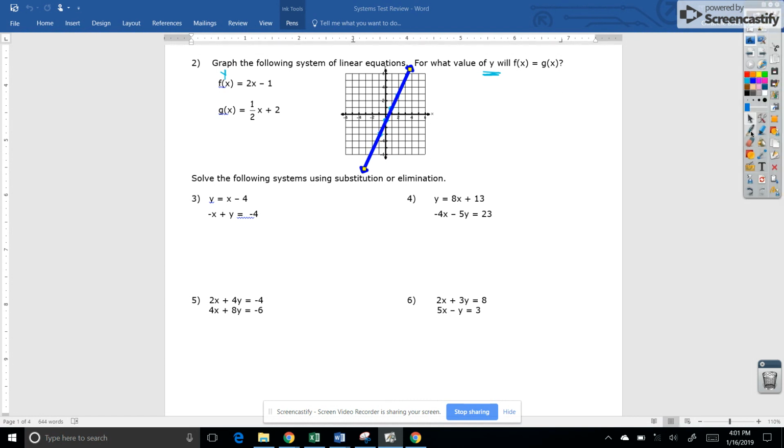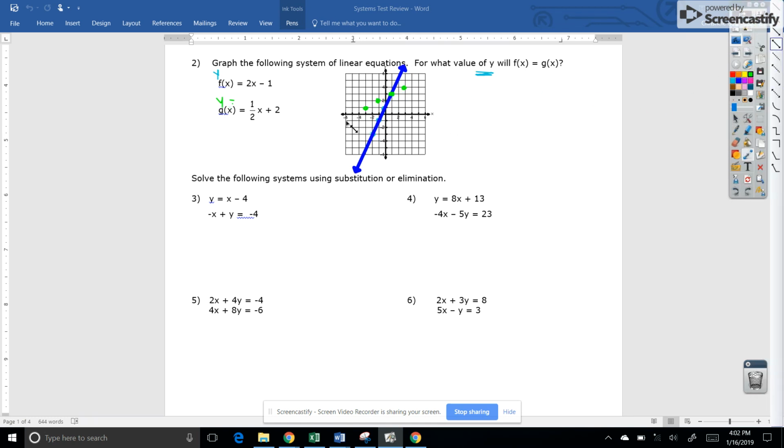Okay, my second equation is g of x is equal to half x plus 2. So again, that's the same thing as y equals, no different. And I'm going to start up here at positive 2 because that's my y-intercept. And my slope is 1/2. So that means up 1 to the right 2, up 1 to the right 2. And again, I can go down and to the left, so down 1 to the left 2.